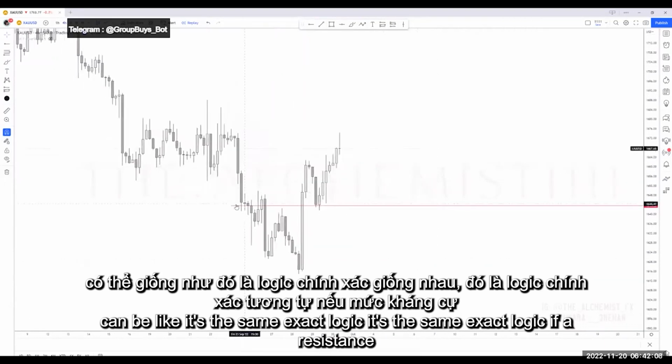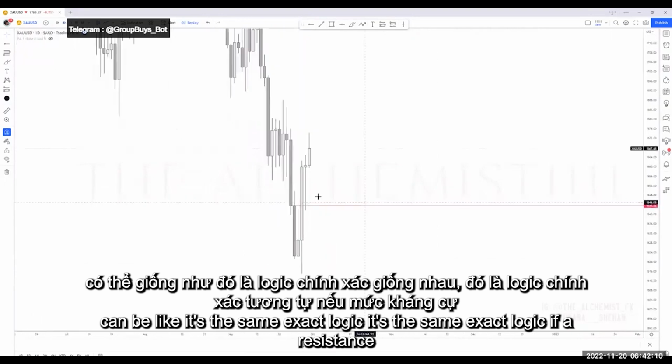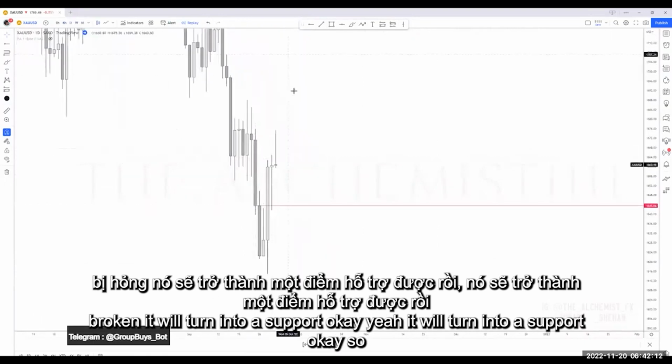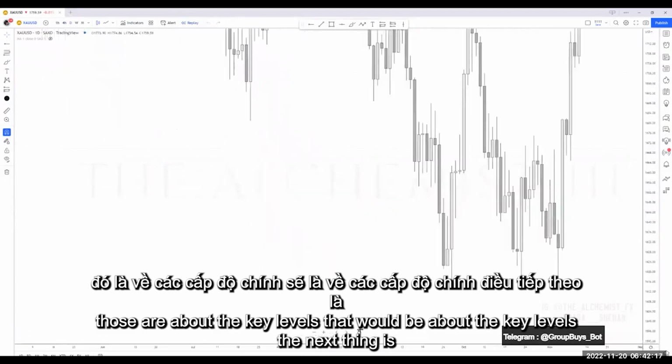So these areas, it's the same exact logic. If a resistance is broken, it will turn into a support. Okay, so those are about the key levels.